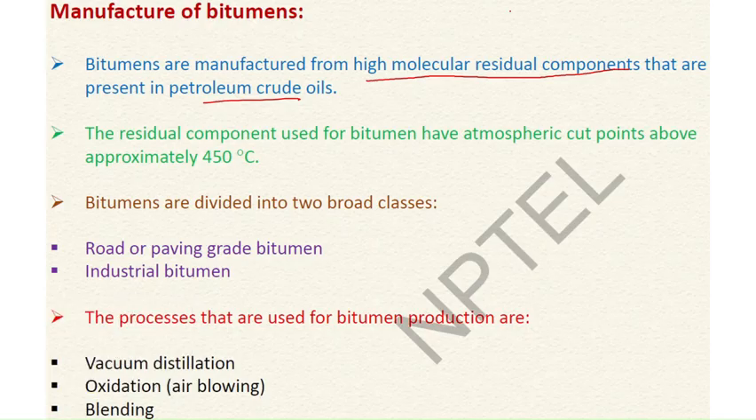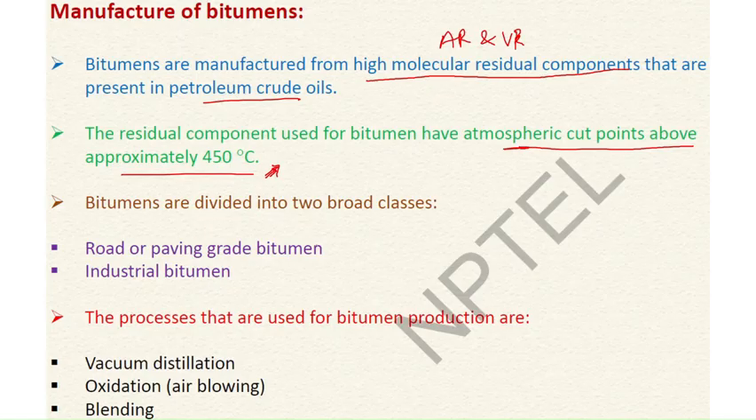So they are mainly produced from the atmospheric residue and vacuum residue. The residual components used for bitumen have atmospheric cut points above approximately 450 degrees C. This is basically the atmospheric cut above 450. Why so? Because after 450 degrees C, no crude oil can sustain. They mainly decompose.